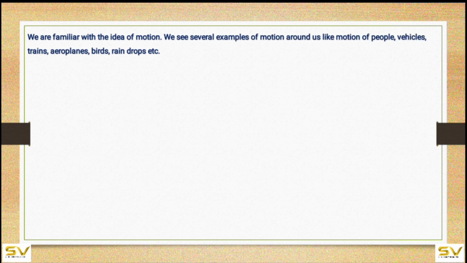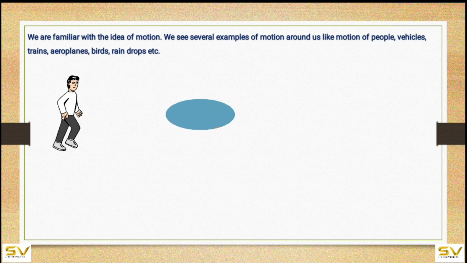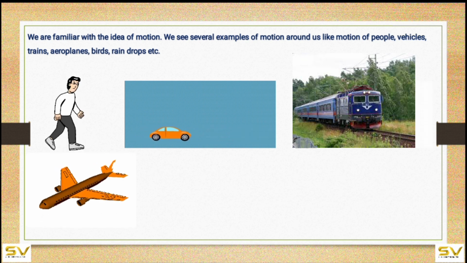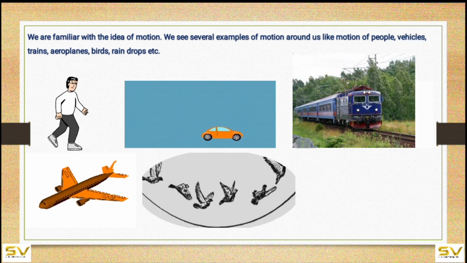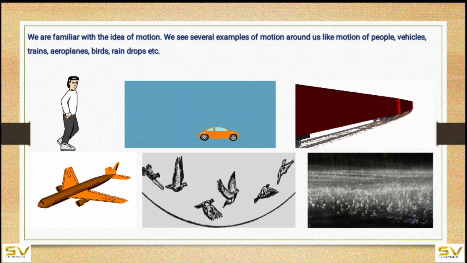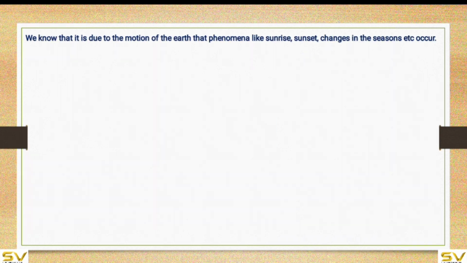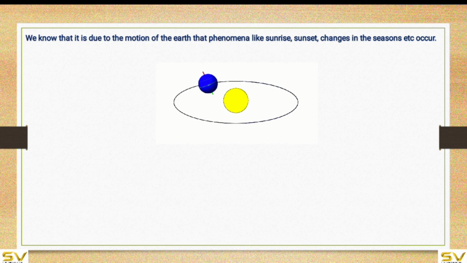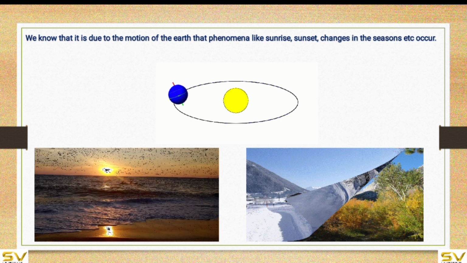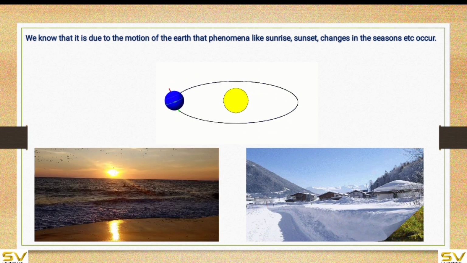We see several examples of motion around us, like motion of people, vehicles, trains, aeroplanes, birds, raindrops, etc. We know that it is due to the motion of the earth that phenomena like sunrise, sunset, changes in the seasons, etc. occur.